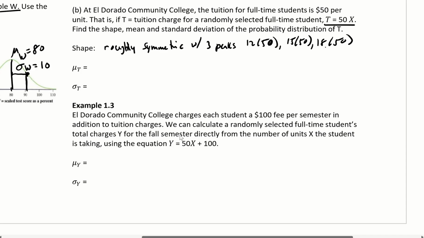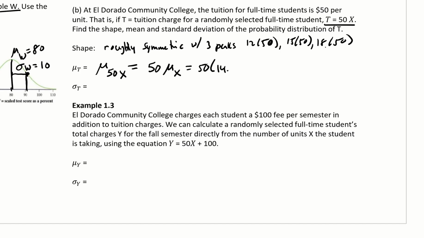Okay, so the mu t. So remember that t is 50x. So it's mu 50x, right? And remember what that does, it multiplies the mean by 50, right? So it's 50 times 14.65, which is $732.50.